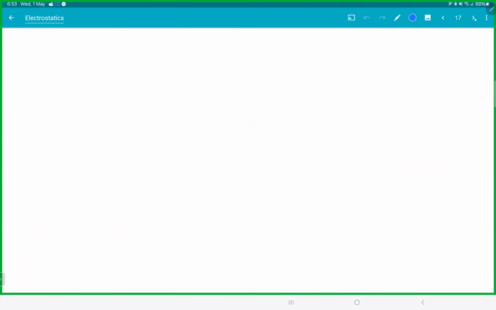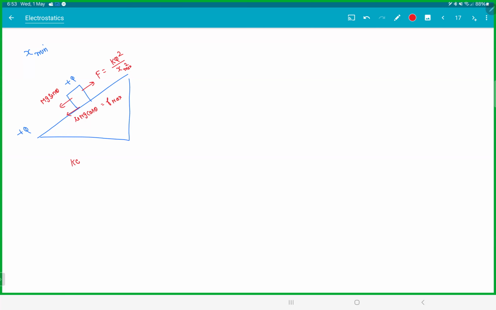So let's take the two cases. The x minimum, you bring the mass so close, they're repelling so strongly. How will the forces be? This would be the repulsion force, kq square by x minimum square. This guy would be mg sine theta, and this friction would be the maximum, mu mg cos theta. You're on the verge of getting pushed up. So if you solve this, you get kq square by x minimum square is mg sine theta plus mu mg cos theta.